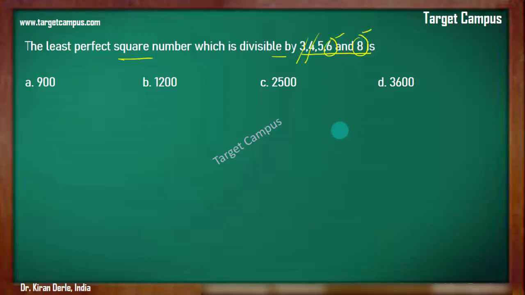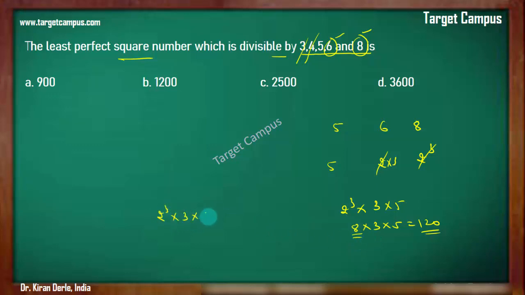So we are reduced to 5, 6 and 8. What is the LCM of these? This is 2 cube. This is 2 into 3. This is 5. So the highest power of the common factor is 2 cube, and the uncommon factors are 3 and 5. 8 into 3 into 5 gives 120. The factorization is 2 cube into 3 into 5.